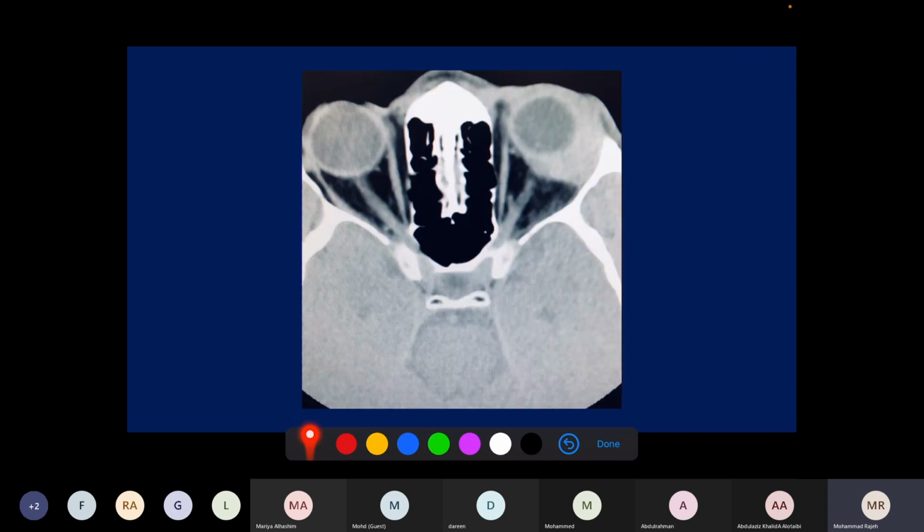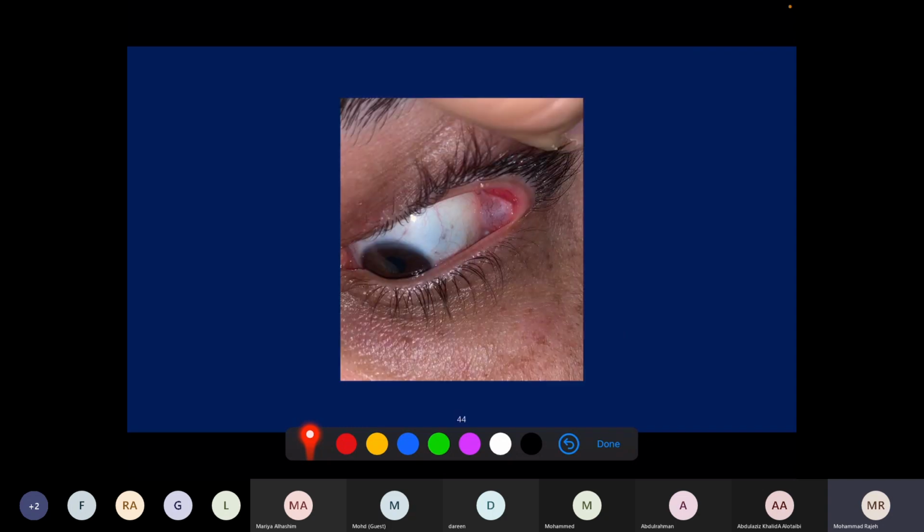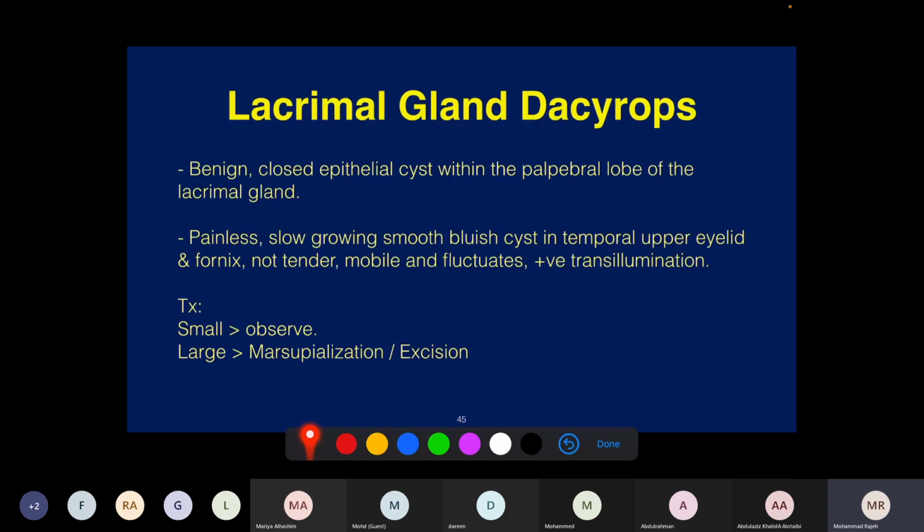For example, this patient had mechanical ptosis with an orbital mass. Also, dacryops is common. Some examiners like to ask about dacryops. You go into details in ptosis, and at the end they will ask you the cause of dacryops. So flipping the lid margin, the eyelid, and diverting it is important. Dacryops, if it's small, observe. If it's large, you can just excise it.